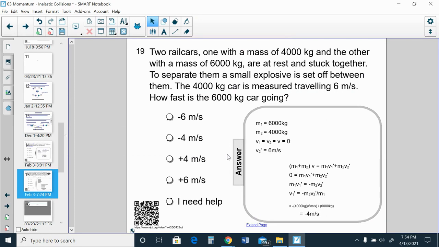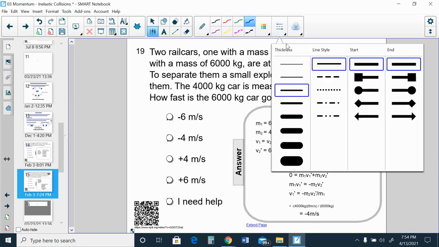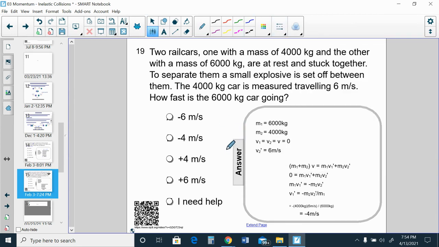Okay, so we have our givens listed here. We want to figure out how fast the 6,000 kilogram car is going, and we will call that object 1. So the 6,000 kilogram car, that will be object 1. We want to figure out the velocity 1 after, so I'll put the prime symbol there. What we know so far is that object 1 is 6,000 kilograms, and then object 2 is 4,000 kilograms.